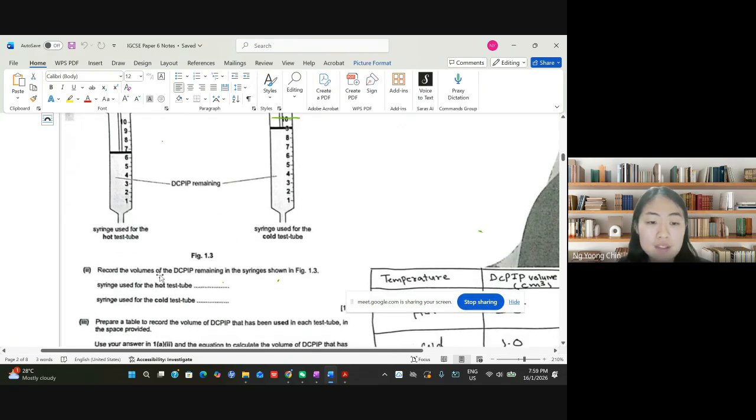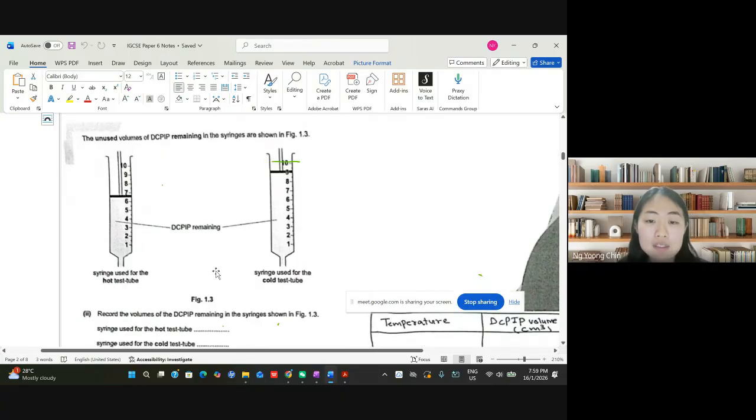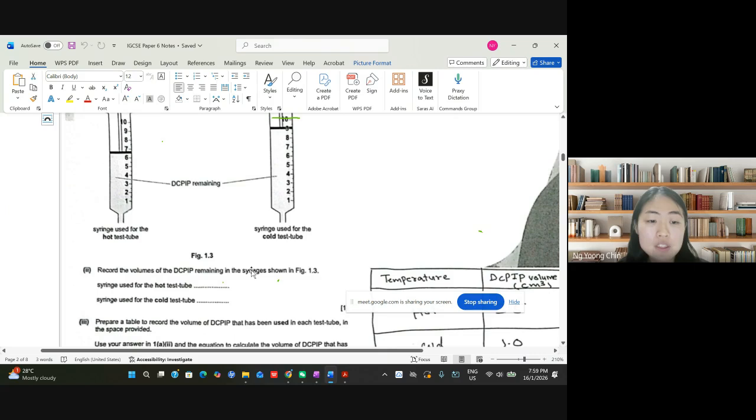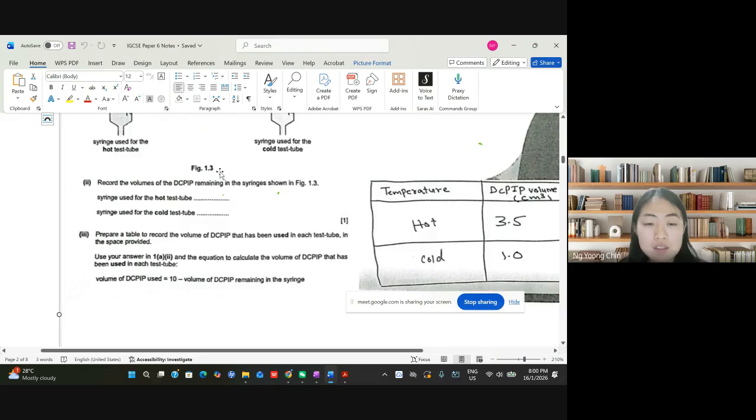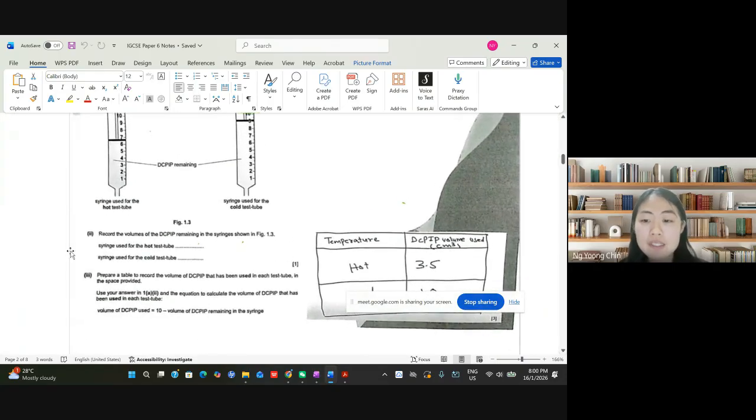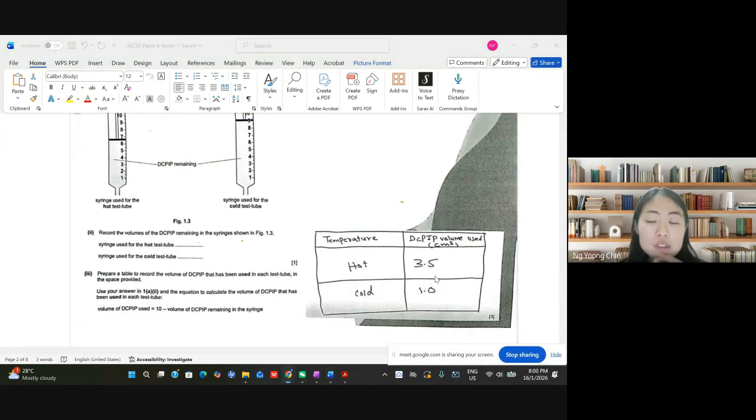A question like this: record the volume of the DCPIP remaining in the tubes. So you have a hot test tube and a cold test tube, and you just need to measure their volume. You just use a ruler to measure it. So this is the answer that you get. One is about 3.5 cm3, and another one is 1.0 cm3.